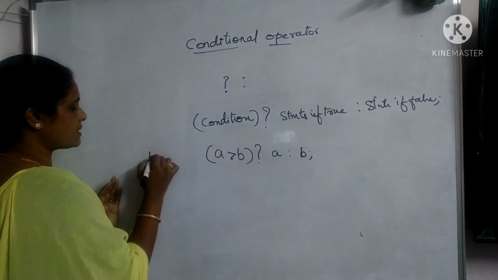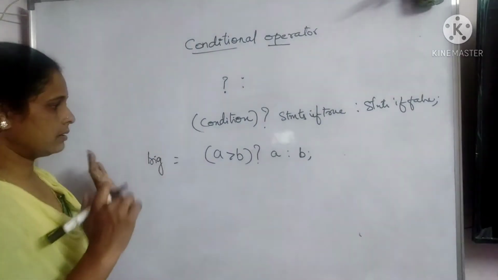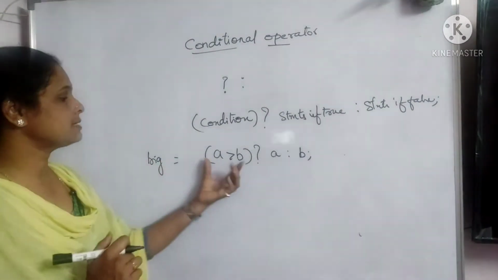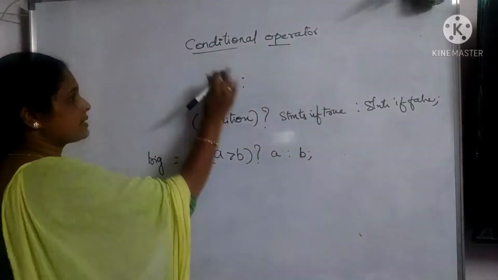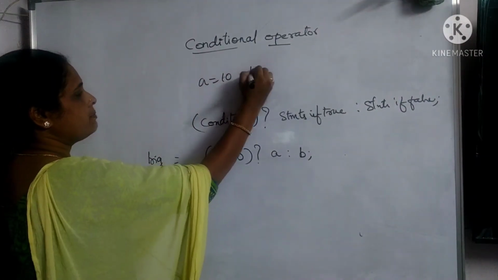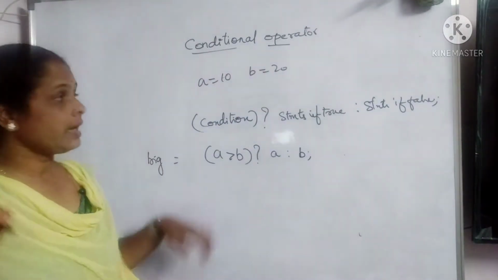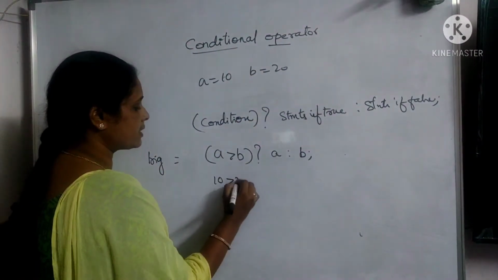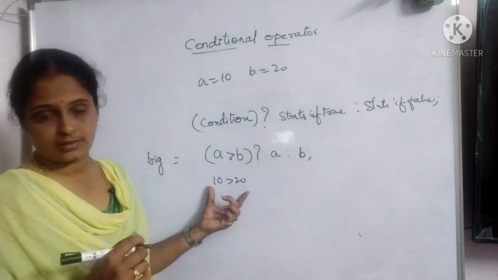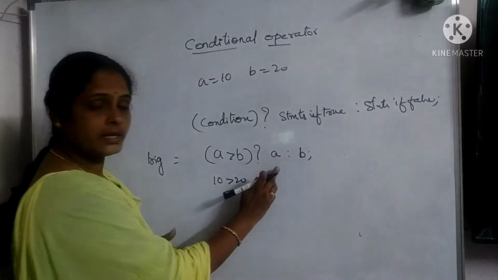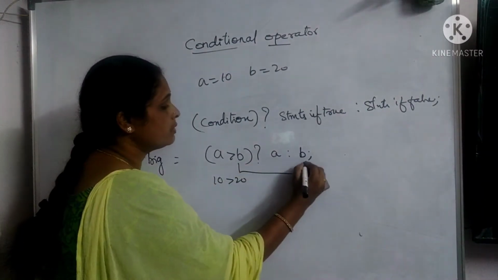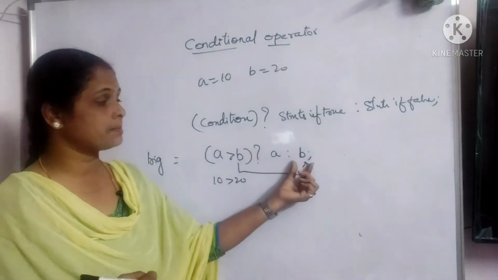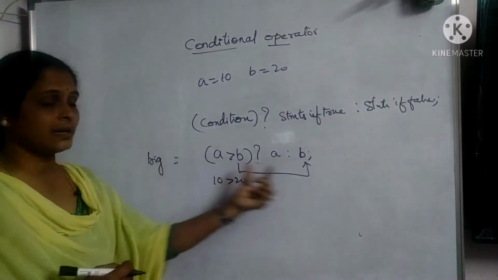And you assign all this into another variable. So here what happens? Suppose for example A is equal to 10 and B is equal to 20. A greater than B, 10 greater than 20, no, it is not correct, it is false, right? So it will not go to the immediate statement, but it will move to this one. That means the value of this complete conditional operator becomes B, so the value of big becomes B.